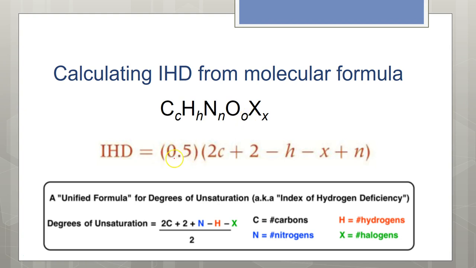But we can take basically a half, same as what we had before, 2 times the number of carbons plus 2, minus the number of hydrogens, minus the number of halogens, because they just act like hydrogens in our molecule, and then plus the number of nitrogens. Okay, so this just makes it a little bit more complex and allows us to deal with a wider range of molecules. So this can basically simplify down into 2C plus 2 plus N minus H minus X, and then all divided by 2. Let's have a look at some examples.